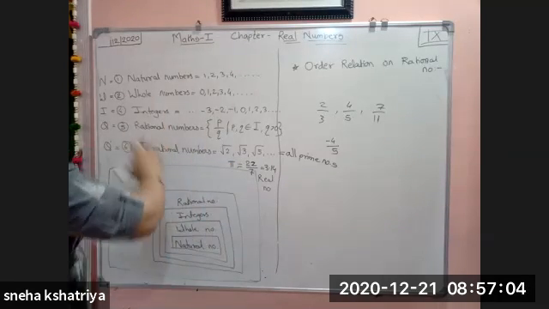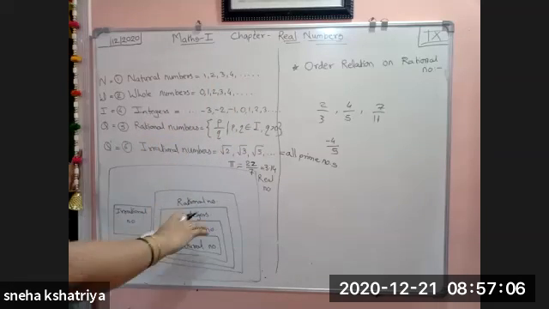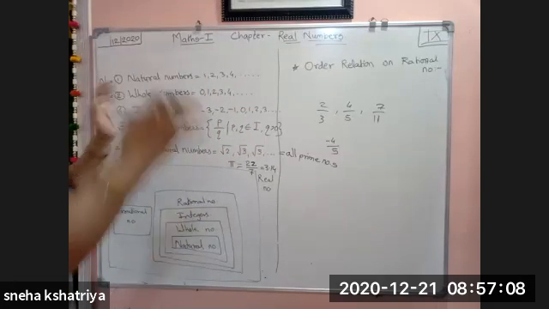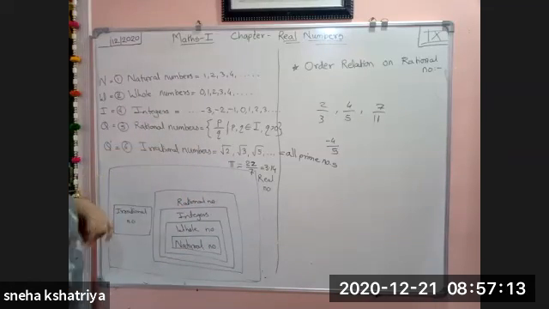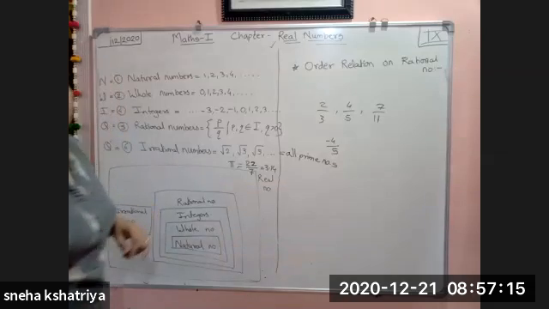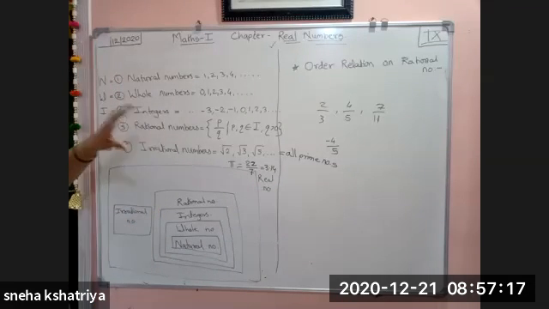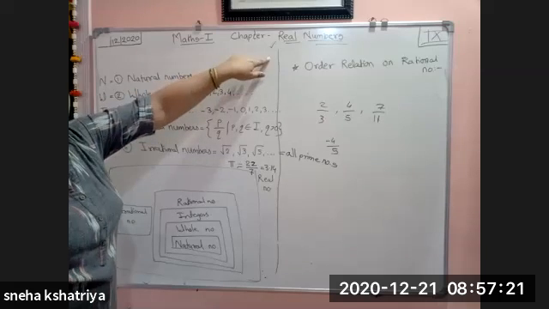Now all these numbers all together, if you add all the numbers in one set, that is what your real numbers are. The set which contains all the numbers is called real numbers.